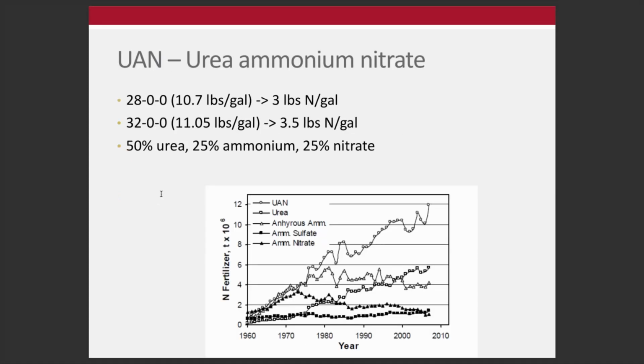Okay, so UAN, urea ammonium nitrate, comes in 28% or 32% formulations. 28% is by far the most common that you'll find in Ohio. That means it's 50% urea, 25% ammonium, and 25% nitrate. So it's a relatively concentrated form, but it is in a liquid form.